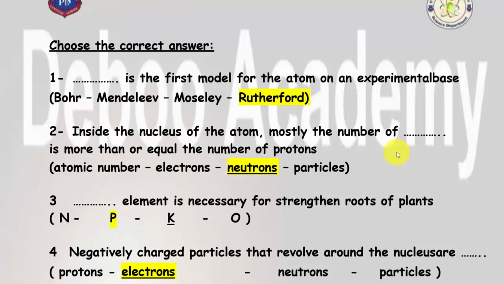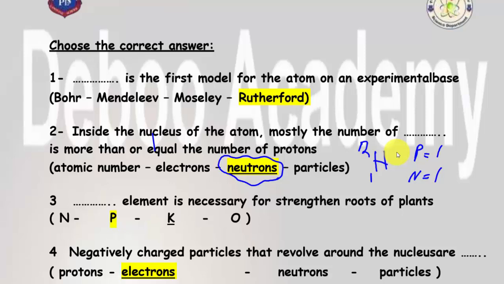Now to the next question, which is choose the correct answer. Rutherford is the first model for the atom based on an experiment in the lab. Inside the nucleus of the atom, mostly the number of neutrons is more than or equal to the number of protons. In one case, the number of protons equals the number of neutrons. In H 1 2, proton is equal 1 and neutron also equal 1.